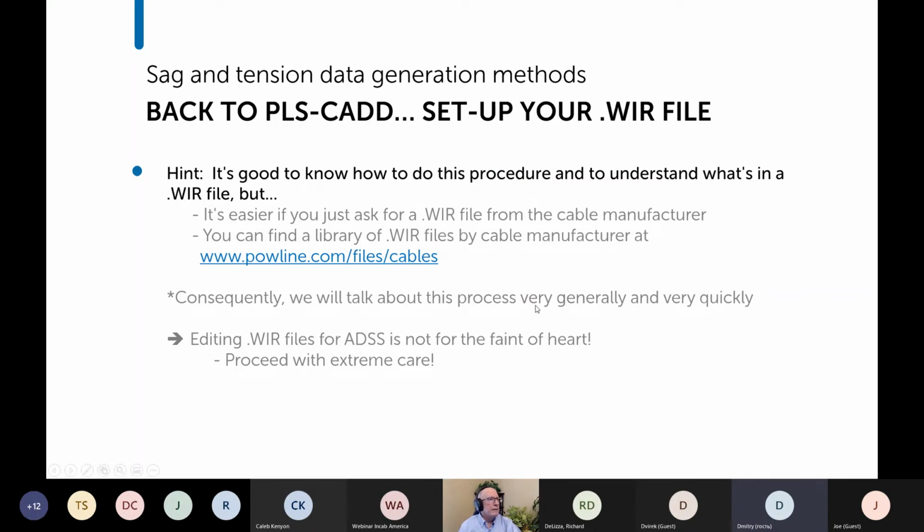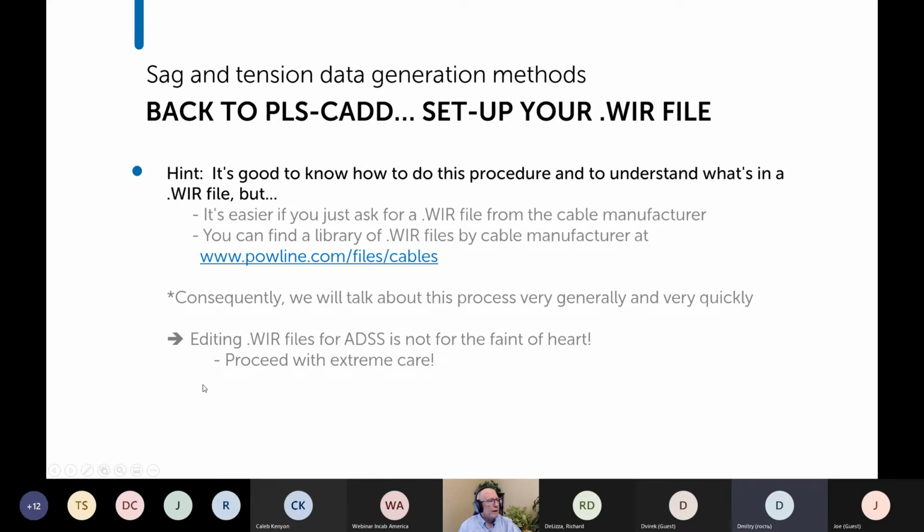Now, back to PLS CAD. With PLS CAD, you have to have a wire file. And it's good to know how to do what I'm about to show you, but it's a lot easier to just get a wire file from a cable manufacturer. You can also find a library of wire files by cable manufacturer at PLS CAD's website. There's not as many ADSS cables as perhaps we would like. Maybe that's something I should be working on now that I think about it.